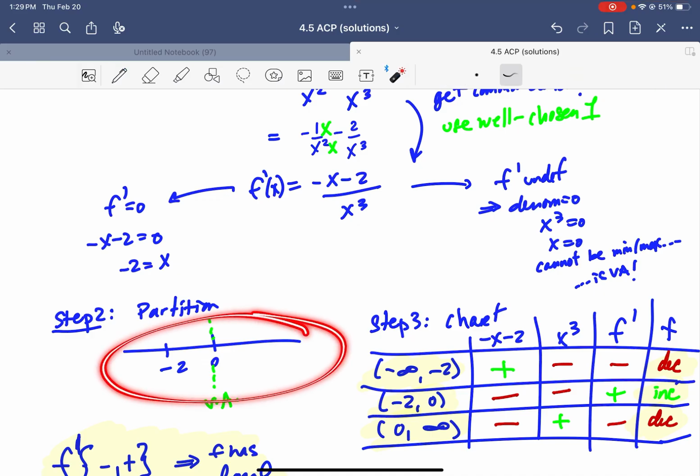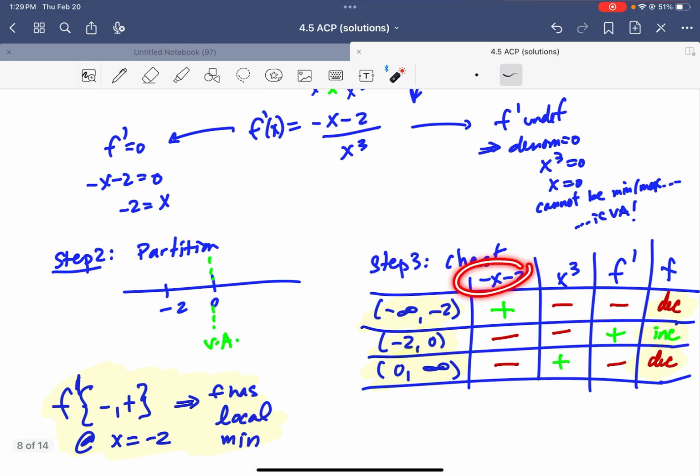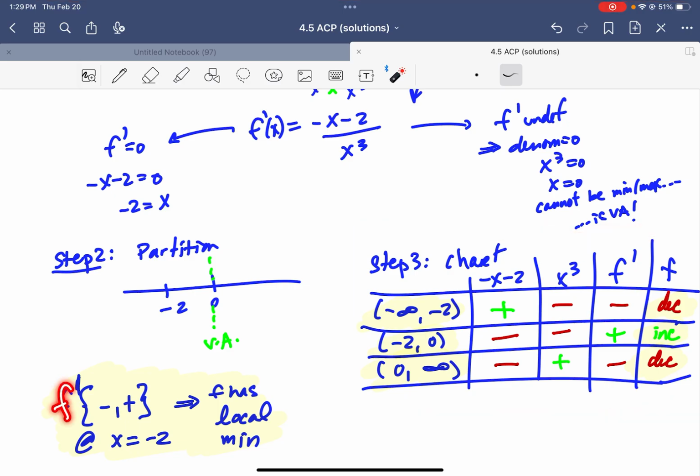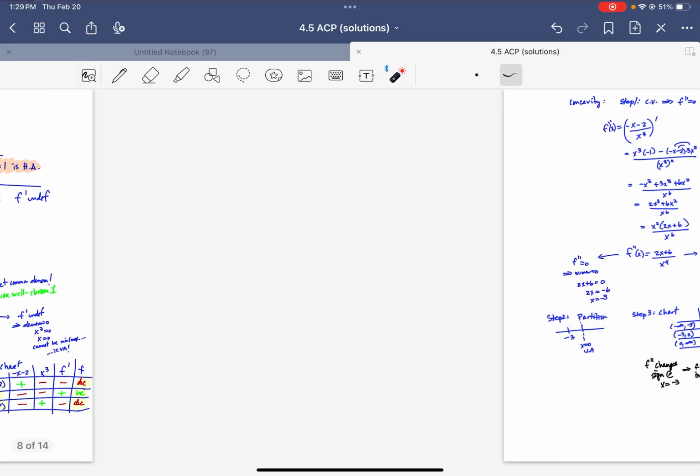And so that means when I look at this, I can now use that partition to chart. When I do, I use my numerator and denominator. So here's my numerator goes here, my denominator goes here, and so that tells me about f prime and f. So this would be enough to tell me about increasing, decreasing, and constant. But then I need to show that the derivative changes sign at -2. That's why we have a local minimum, because it changes from negative to positive.